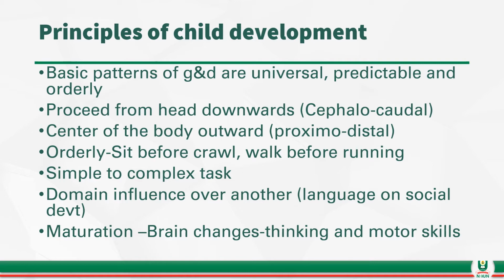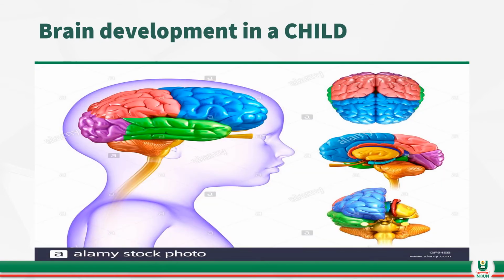Then we'll look at another principle of child development, which is called maturation. The brain development and changes in the brain affect the thought processes, the thinking processes of a child, and also the motor skills, the ability for the child to use the muscles and play around and do other things. So brain development in a child. Look at the picture of the brain of a child.